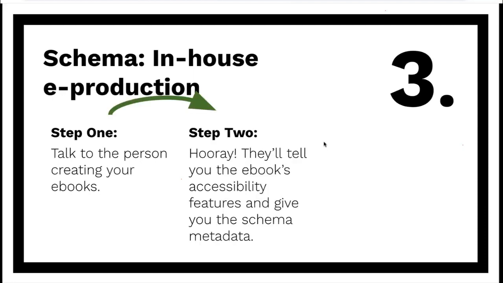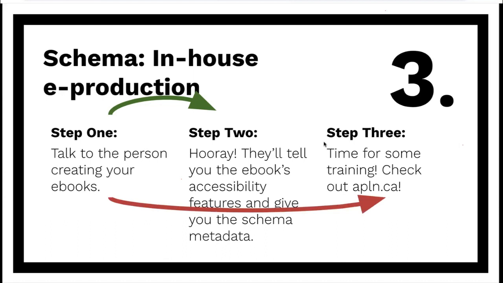If so, well, that's just great, right? Hooray. They can just give you what they have put in the schema.org. They can describe the metadata features to you, and you can work together to assign it to your ONIX, and then you're beautiful. However, it is possible that they're going to go, oh, what? Accessibility metadata, what are you talking about? And if that's the case, great, it's time for some training.